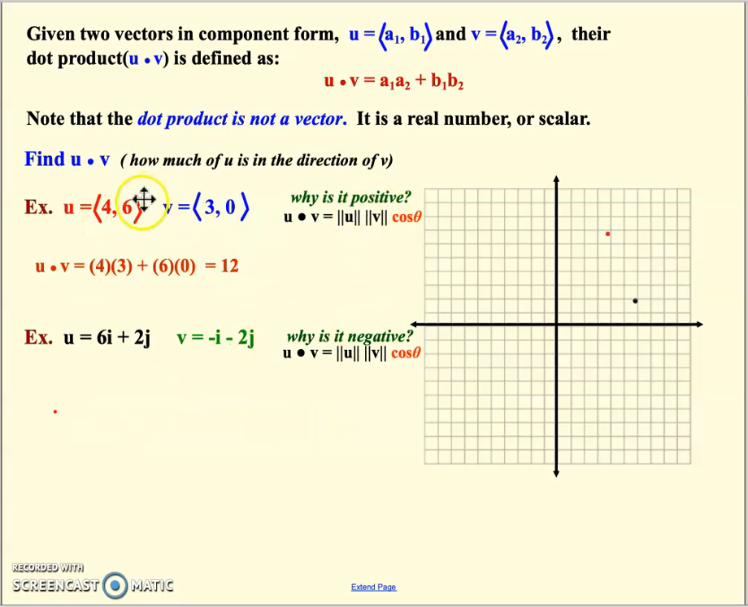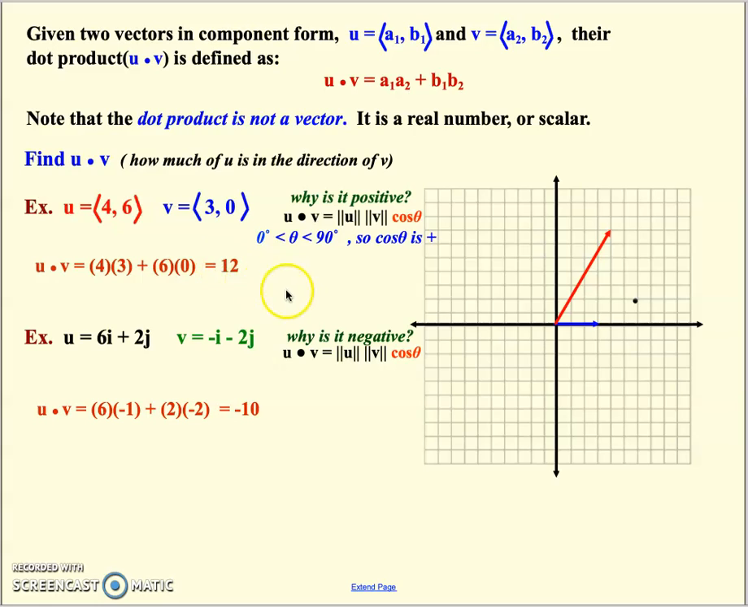Remember, whether you're in component form or ij form doesn't make a difference, it still works the same. If I take a look at my first two vectors, why is it a positive dot product? Can a dot product be positive or negative? This is something to think about. In this case, because the angle between them is between 0 and 90, the cosine of that angle would be positive. And of course, magnitudes are always positive.